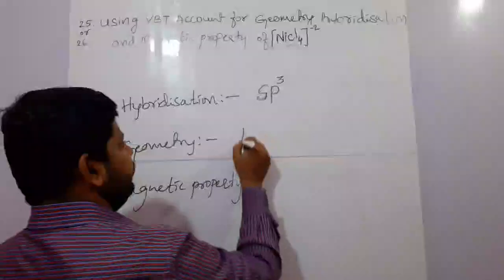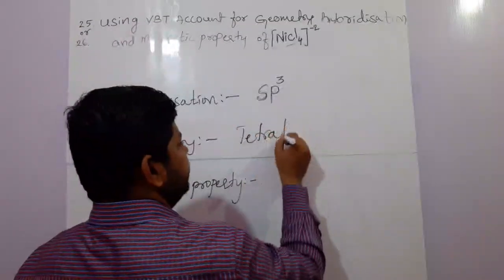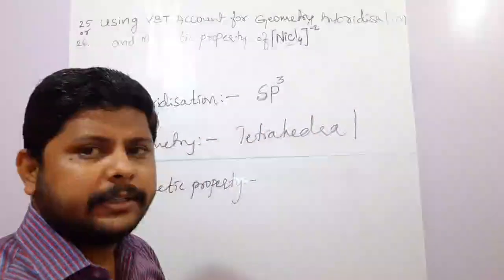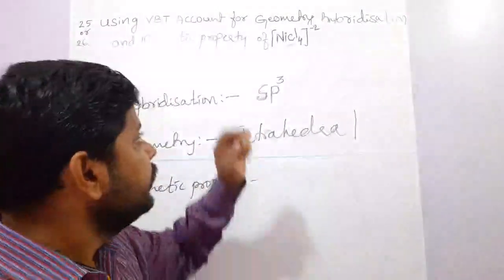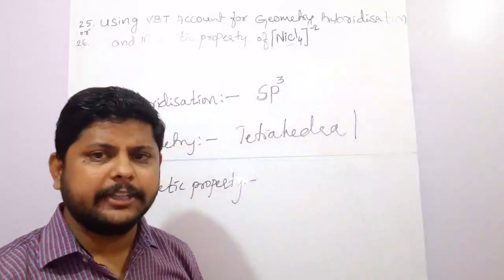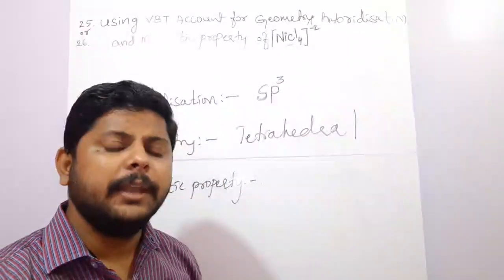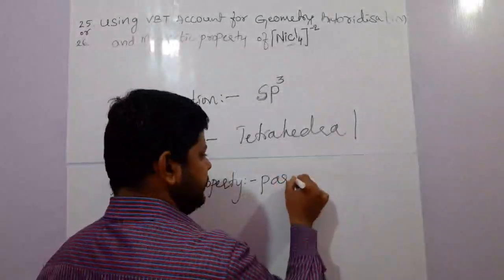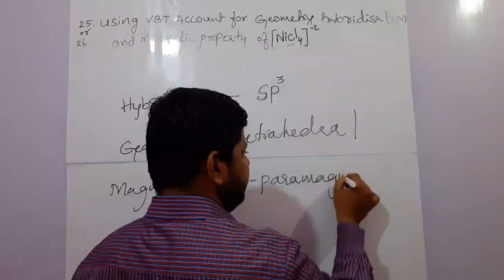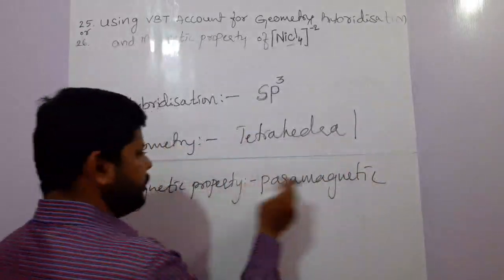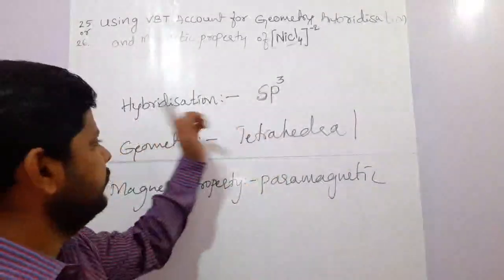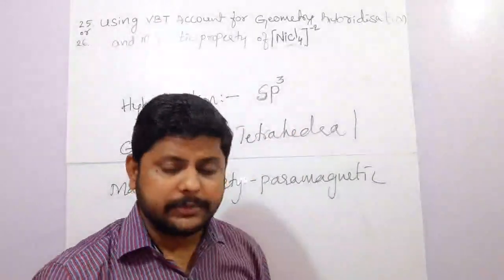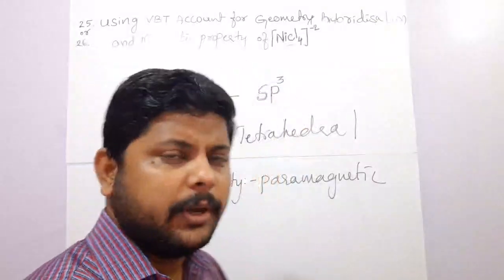So the geometry will be tetrahedral. For sp3 hybridization, tetrahedral geometry. Here, with weak ligands, pairing does not take place against Hund's rule, so there will be unpaired electrons. So the magnetic property will be paramagnetic. Magnetic property: paramagnetic; geometry: tetrahedral; hybridization: sp3. So for this complex, I will go to one more complex.